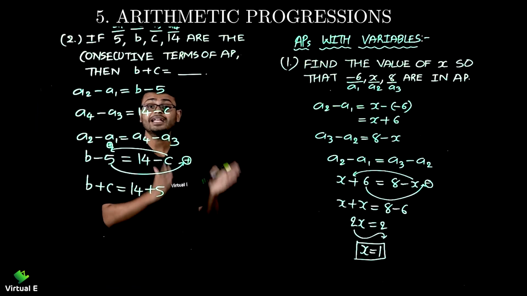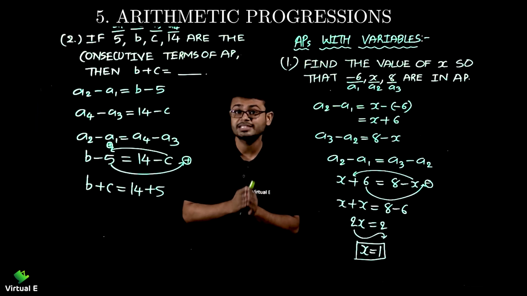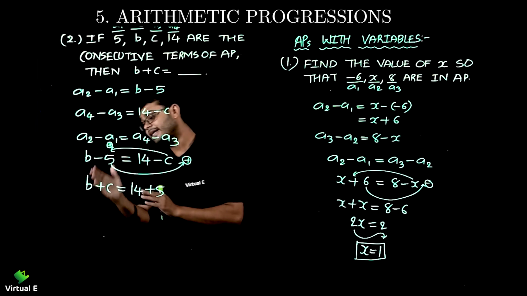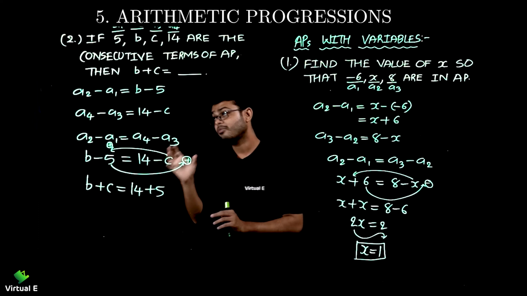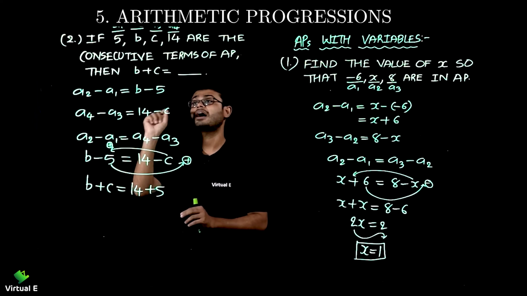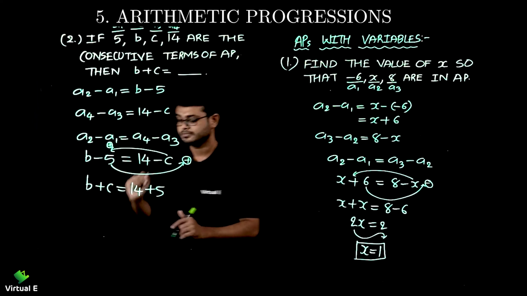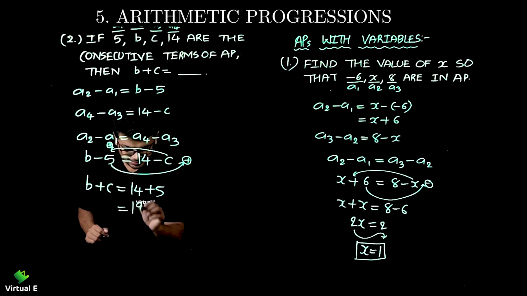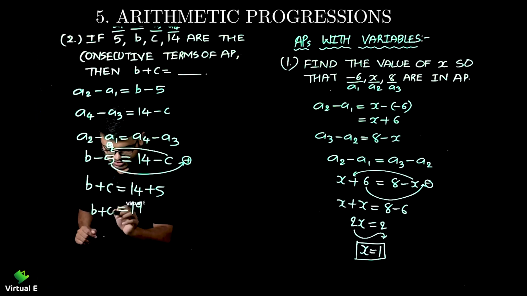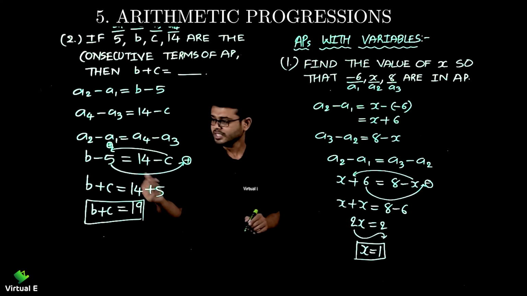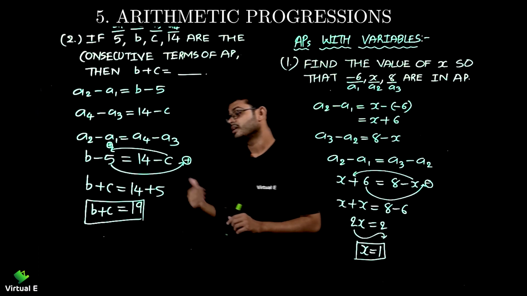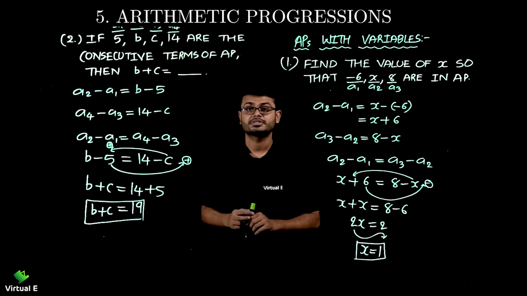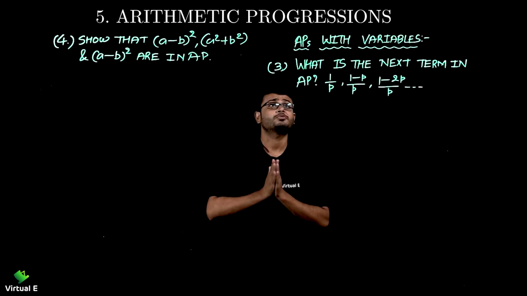We don't need to get the individual value of b and c. Remember, we are not getting the individual value of b and c, but we are getting the sum of it. And the same is asked in the question. So here, b plus c is equal to 19. So this is how we get the sum of two variables. Let's do other questions. Next question.